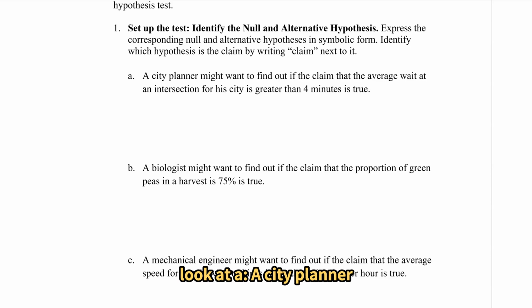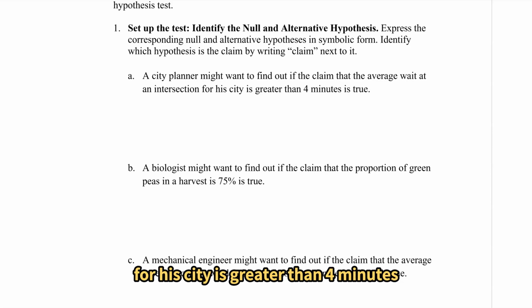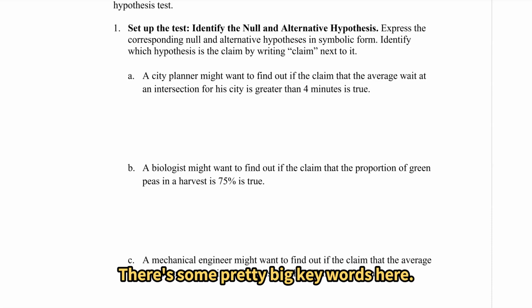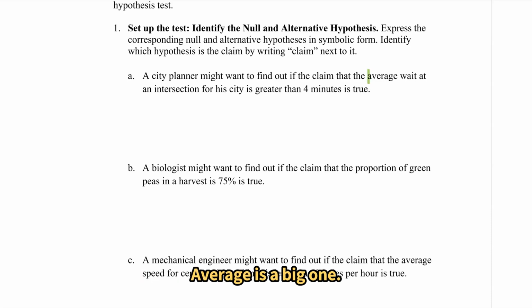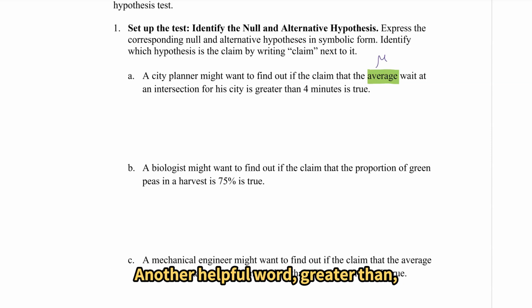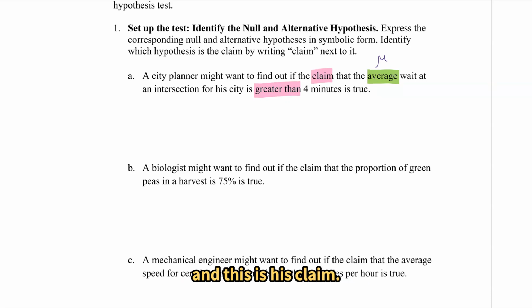Look at A. A city planner might want to find out if the claim that the average wait at an intersection for his city is greater than 4 minutes is true. There are some pretty big keywords here. Average is a big one. That means we're looking at a population mean. Another helpful word, greater than. And this is his claim.